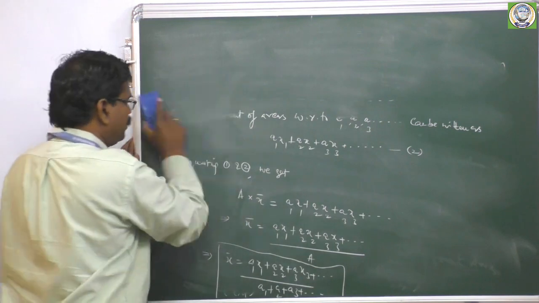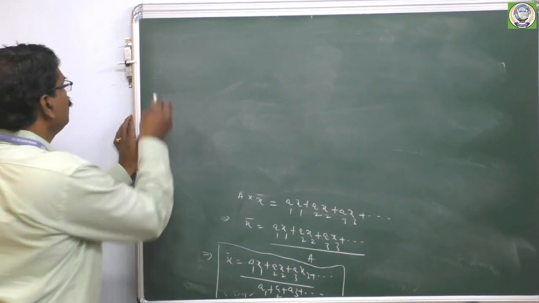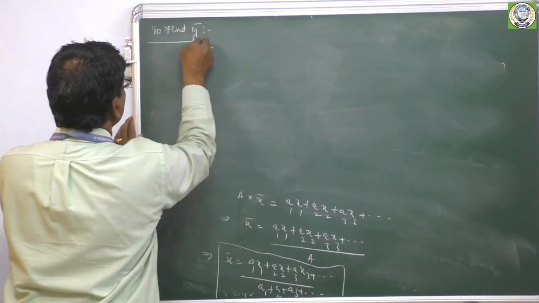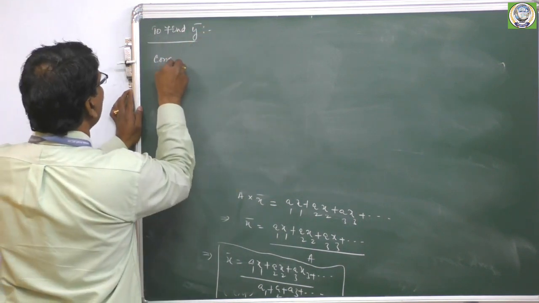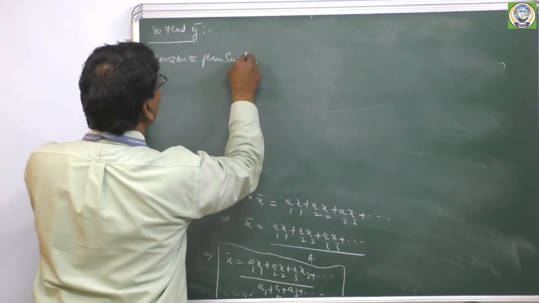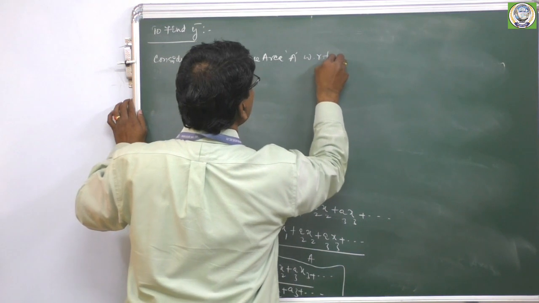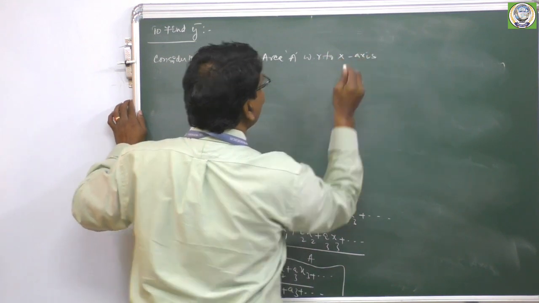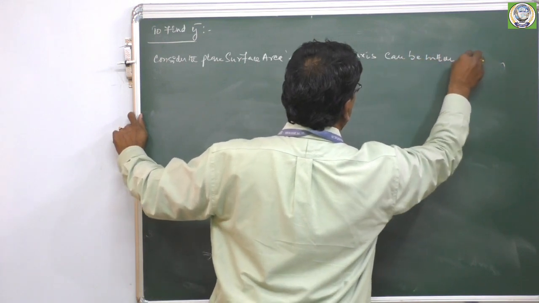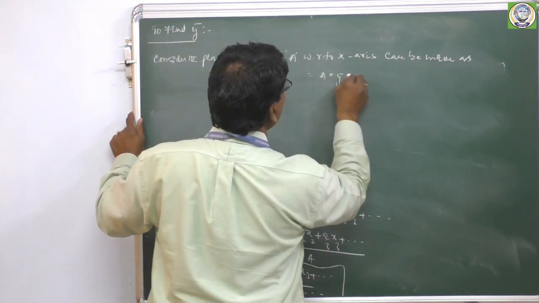Next, we have to find the centroidal y-axis. That we can write like this. To find y bar, consider the plane surface area capital A with respect to x-axis can be written as A into y bar, equation 3.